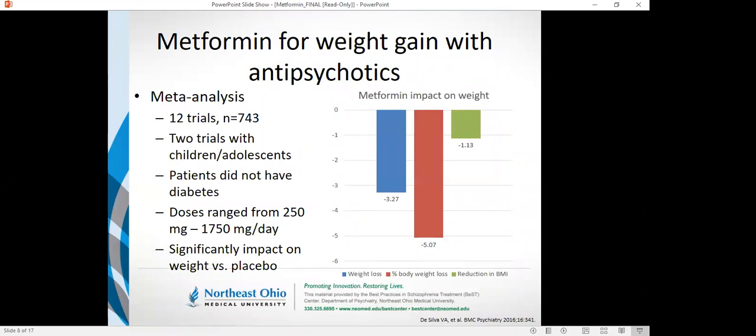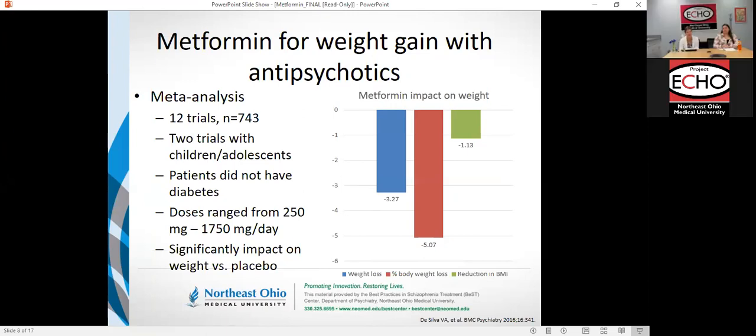So from 31 to 30. That doesn't look quite as significant as the percent of the body weight loss. And this was over a 6-month time frame for the longest trials.